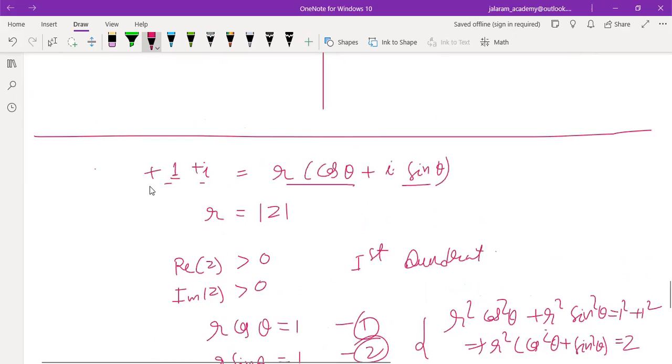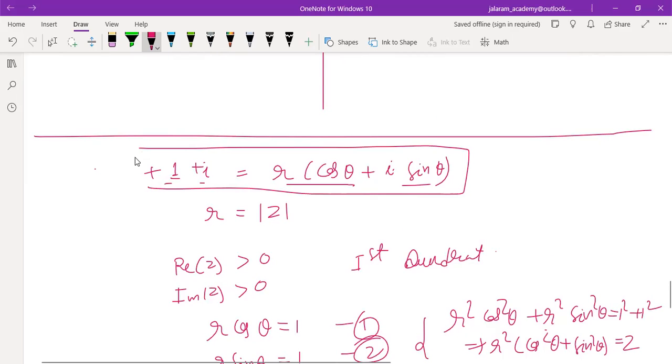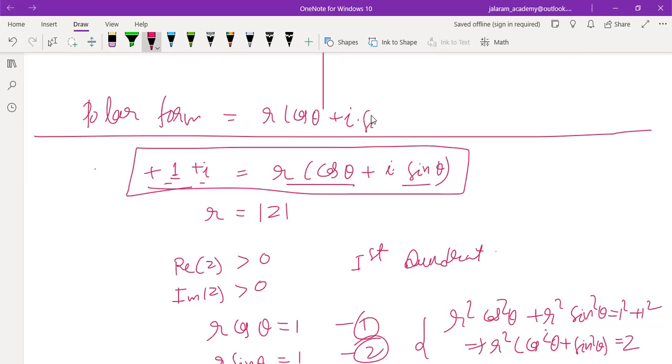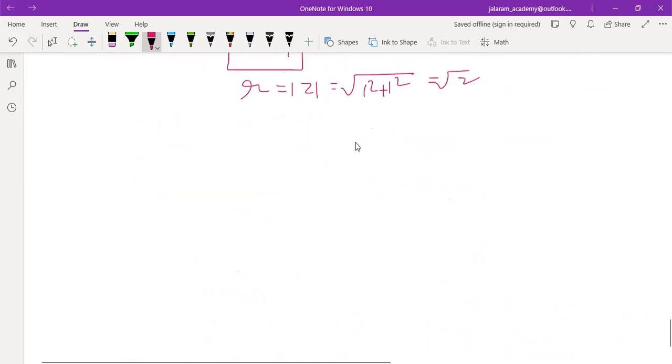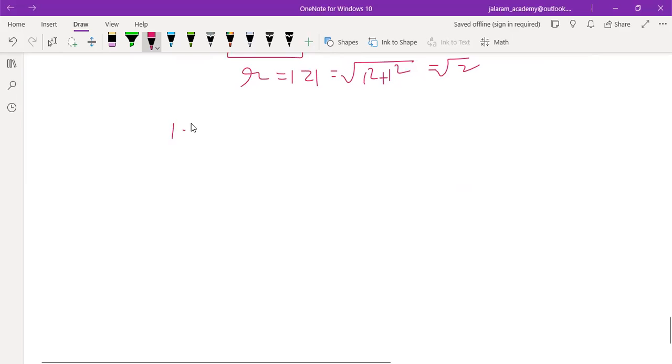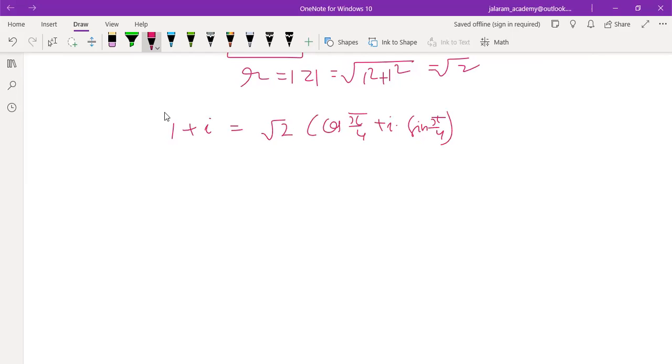So we have assumed that r cos theta plus i sin theta is the polar form. Polar form means r cos theta plus i sin theta. We will further discuss it in the next session also. So the value of 1 plus i becomes r, meaning root 2, into cos pi by 4 plus i sin pi by 4. Is that clear to you?